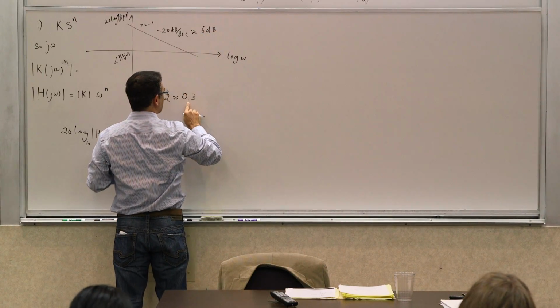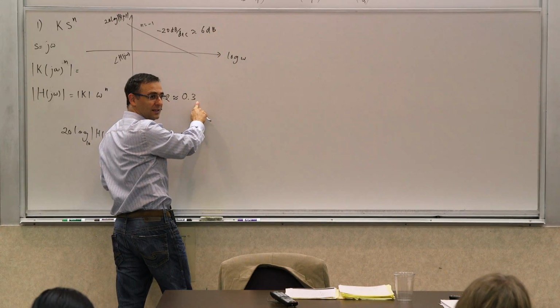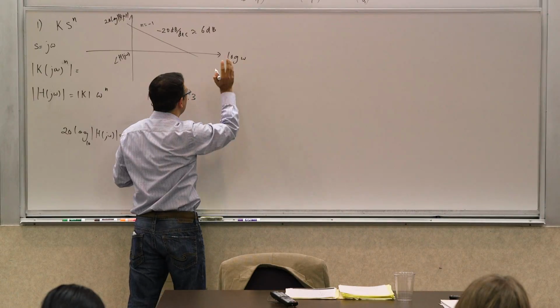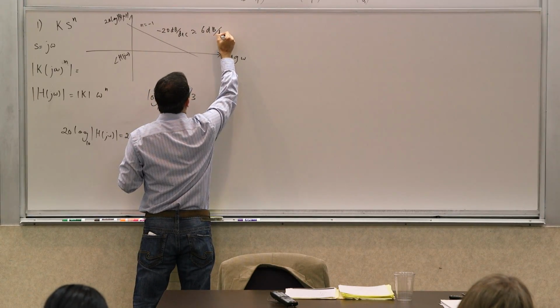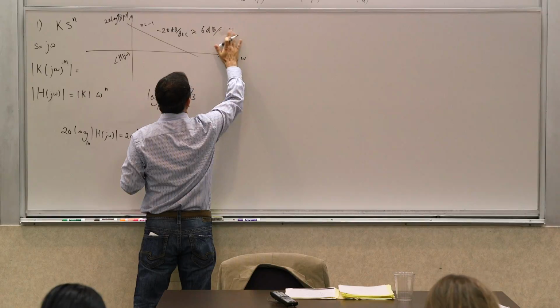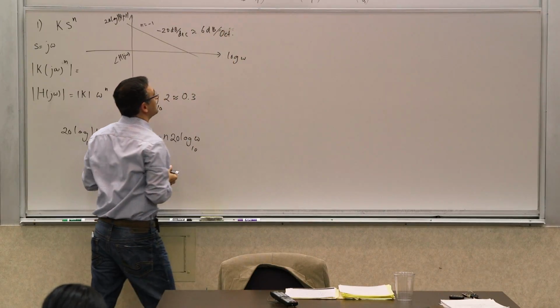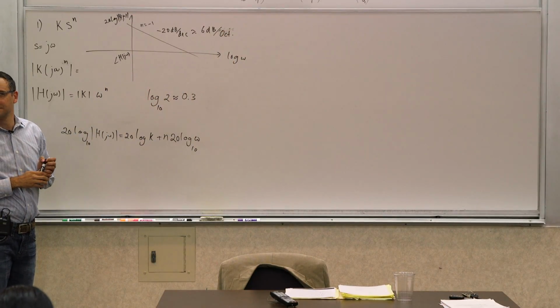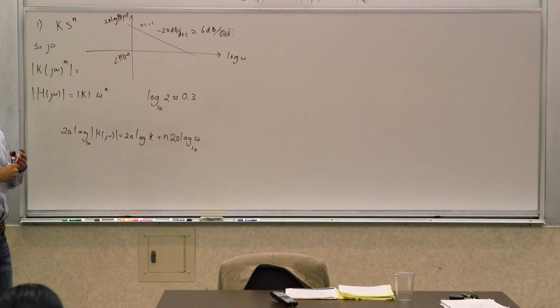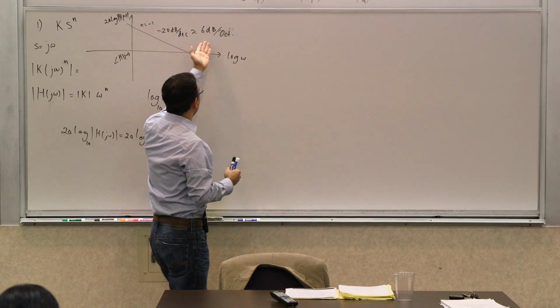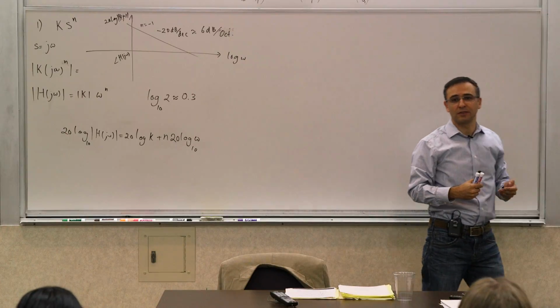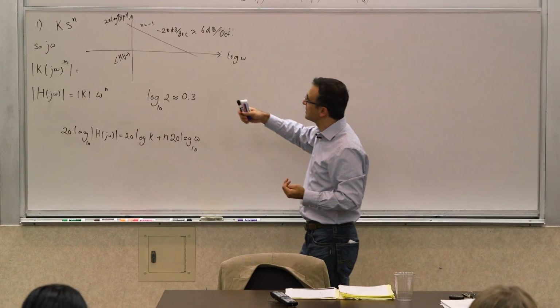It's not exact because this log is not exactly 0.3. It's a little bit more, but it doesn't matter. It's very close. Per decade. Oh, I'm sorry, per octave. So it means that the magnitude of the Bode plot drops 6 dBs if you double the frequency for something like this, or increases, depending on what n is.